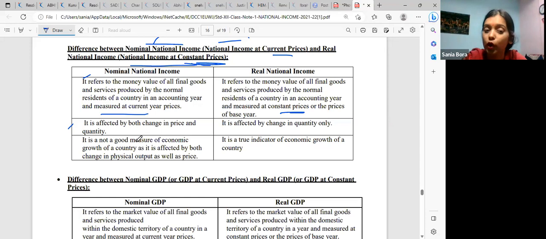Then it is not a good measure of economic growth, right? Because over there, it keeps on changing. How many times will you calculate? So nominal is not a good measure of economic growth of a country, as it is affected by both the physical output as well as the price.